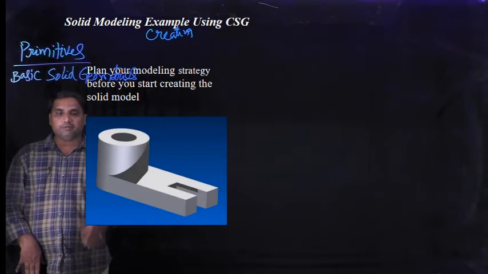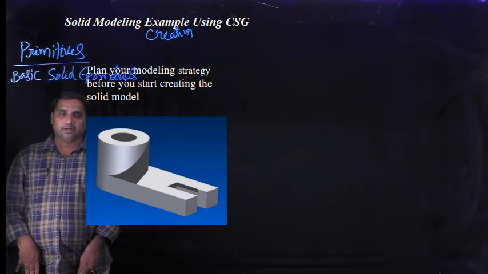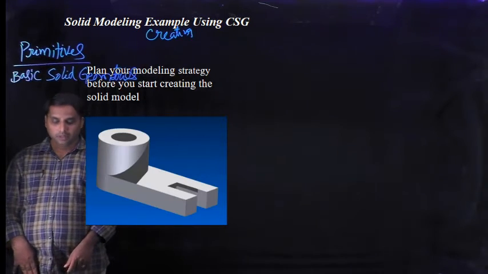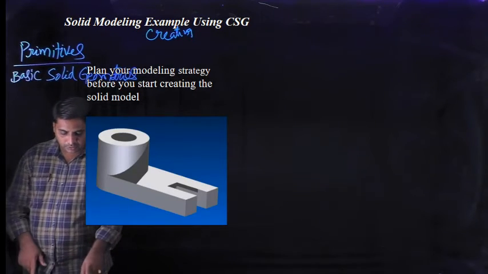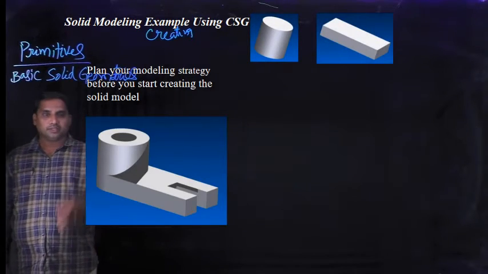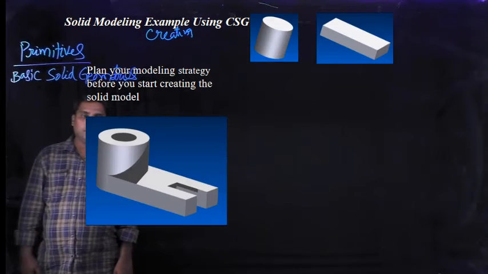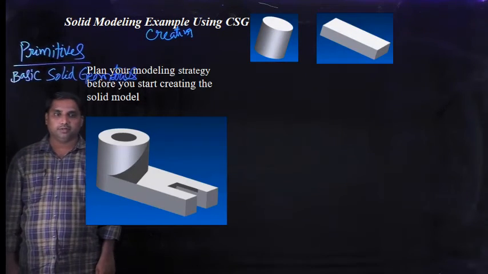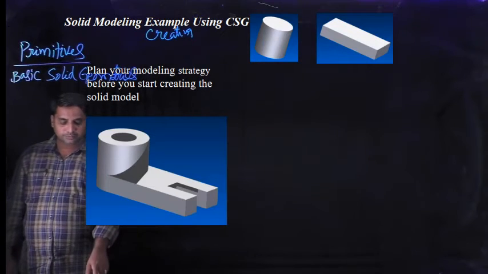So here is a different component. The isometric view of the component is shown in the figure. How it will appear, we can see in the next slide. If you observe the entire component, there is one rectangular block and one cylindrical component. Both are shown on the right side.